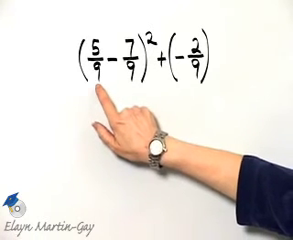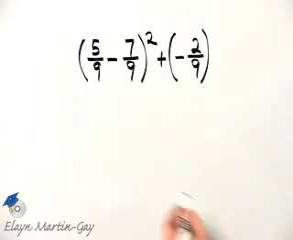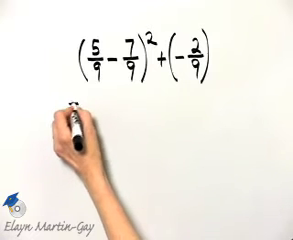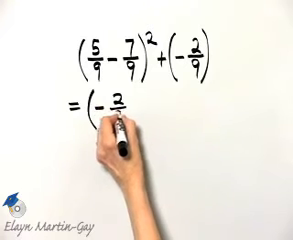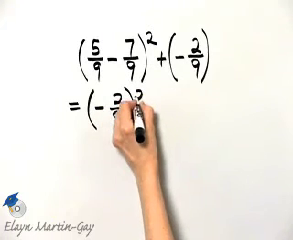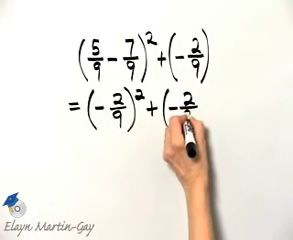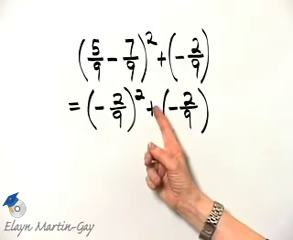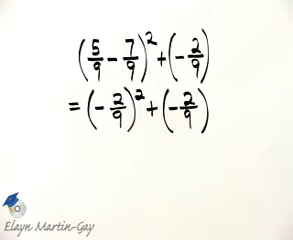It would be 5/9 plus negative 7/9, but it'd be 5 plus a negative 7, and you would end up with negative 2/9, and we still have the square here, and then plus negative 2/9, which we'll worry about later. So we've worked within grouping symbols. Then next, remember, according to order of operations, we evaluate any exponential expressions.